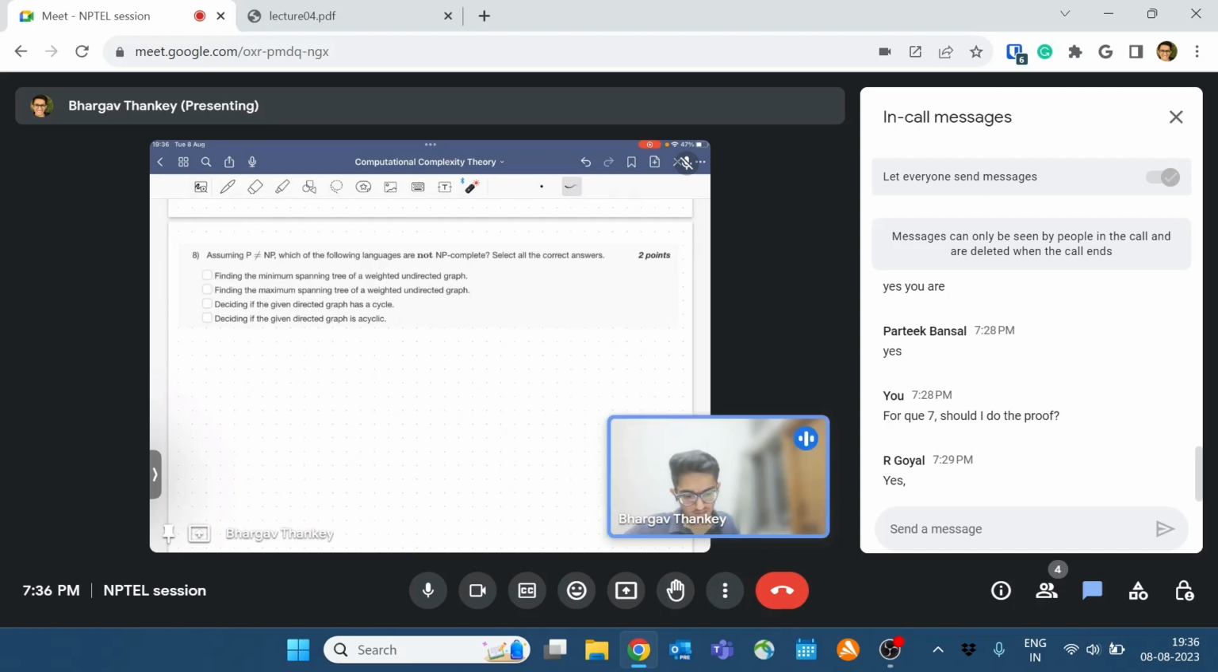So the next problem is, assuming P not equals NP, which of the following languages are not NP complete? Select all the correct answers. The options are finding the minimum spanning tree of a weighted and directed graph, finding the maximum spanning tree of a weighted and directed graph, deciding if the given directed graph has a cycle, and deciding if the given directed graph is acyclic. So which of these problems are not NP complete if P not equals NP?